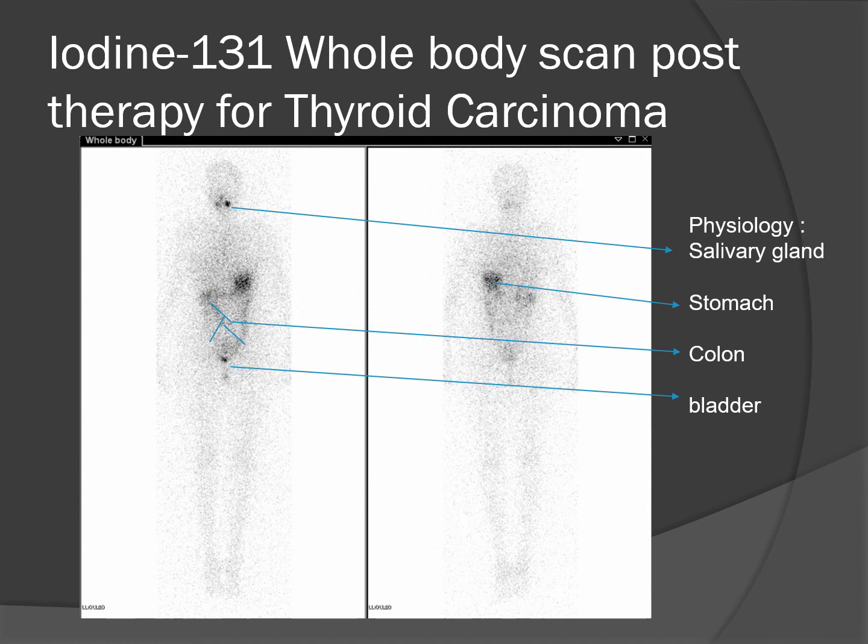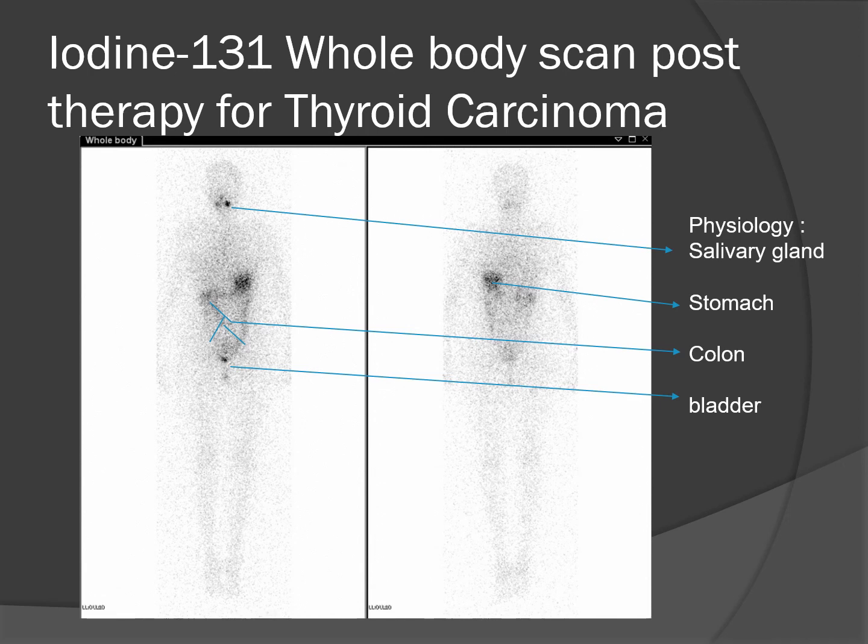Okay, I think this is the last one. It's an iodine-131 whole body scan post therapy for thyroid CA. So a patient usually comes with thyroid carcinoma, and then the surgeon will do a total thyroidectomy. They remove all the thyroid, and after that they will send the patient for an iodine-131 whole body scan to see if there is any remaining thyroid tissue in the neck or elsewhere in the body.